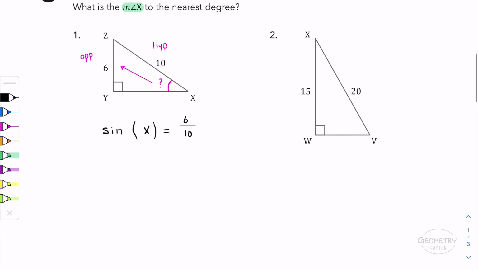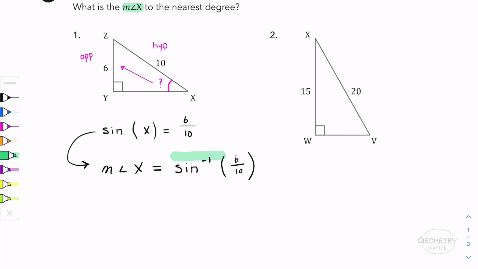To change this into using the inverse, I'm going to indicate that I'm looking for the measure of angle X, and it's equal to the inverse sine, which looks like a little -1 exponent, but it just indicates that we're using the inverse, of 6 over 10. And this is what you type into your calculator.